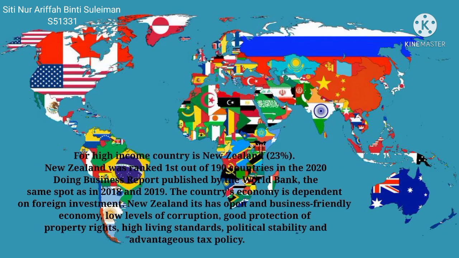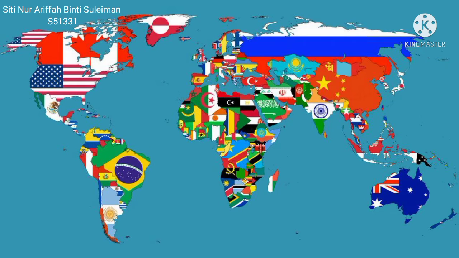For high-income countries, New Zealand, 23%. New Zealand was ranked first out of 190 countries in the 2020 Doing Business report published by the World Bank, the same spot as in 2018 and 2019. The country's economy is dependent on foreign investment. New Zealand has an open and business-friendly economy, low levels of corruption, good protection of property rights, high living standards, political stability and advantageous tax policy.